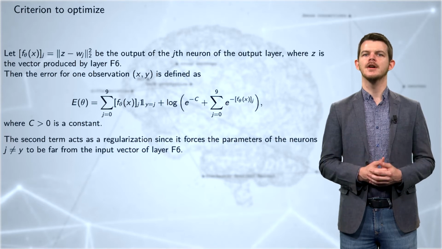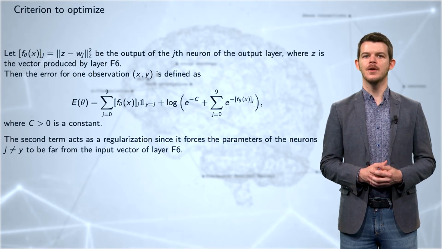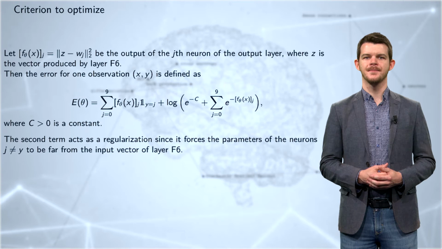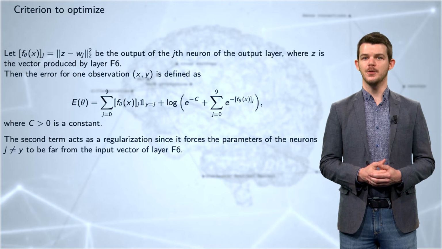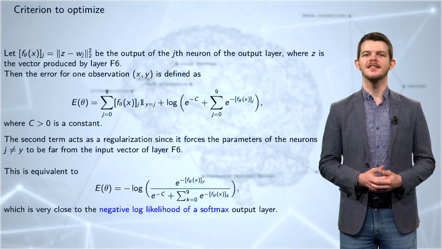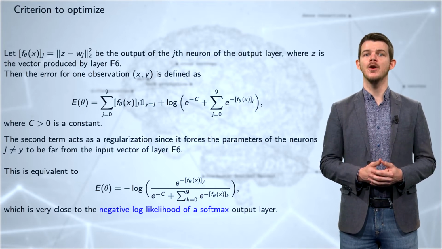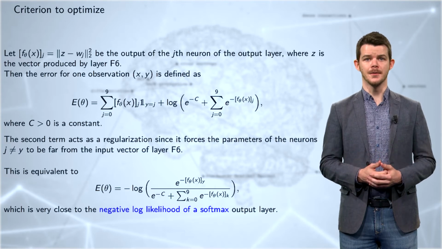A question for you now: do you recognize the expression of the error of the network? You can see with the sum of exponentials that it is closely related to the softmax output function. Indeed, you can rewrite this expression as below. If we choose for the constant c a very large value, then exponential minus c is going to be really close to 0, and this quantity is really close to the negative log likelihood of a softmax output layer. To put it differently, this expression is really close to the cross-entropy loss of the network, for which the last layer is the softmax output layer.